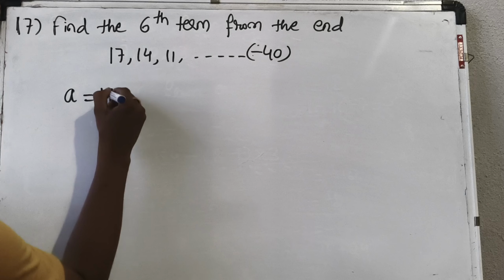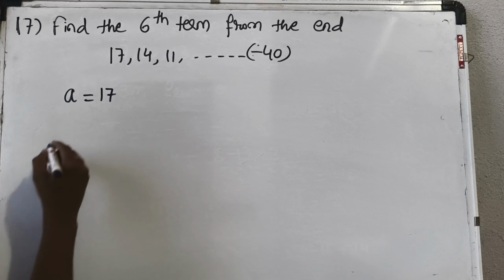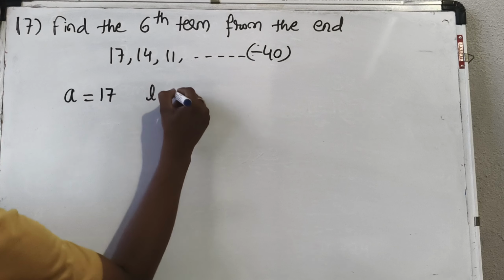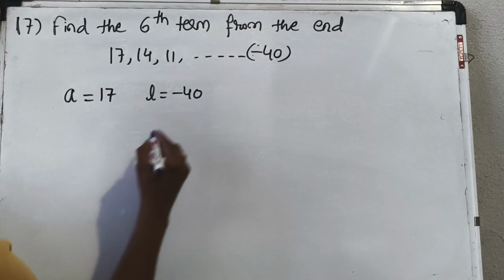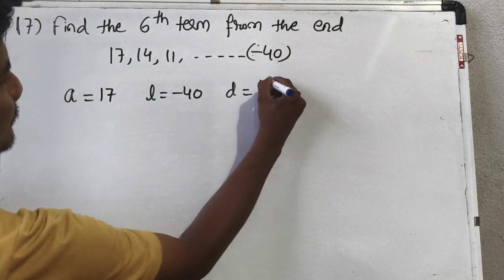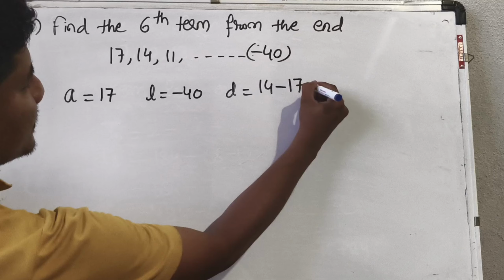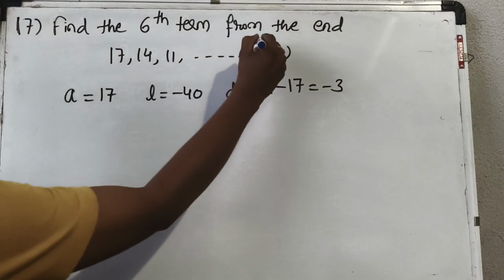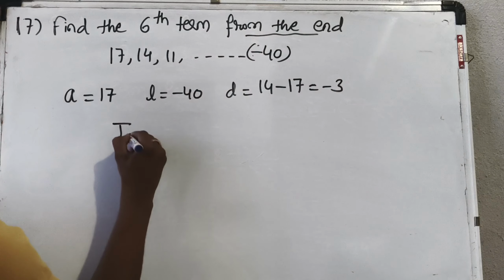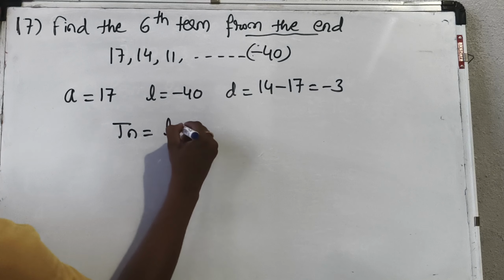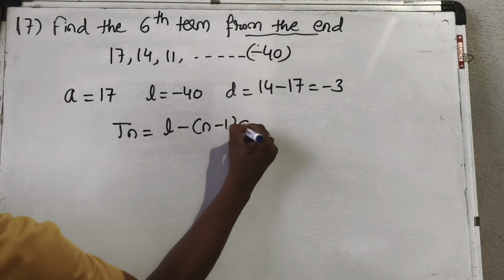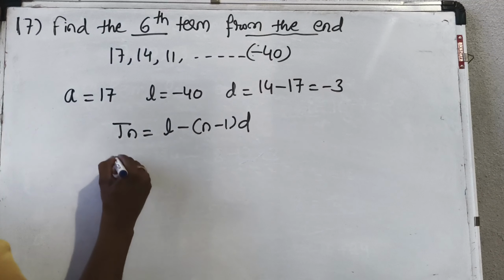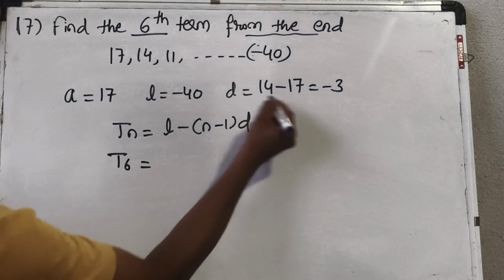Find the 6th term from the end. Here the first term is 17 and the last term is minus 40. And he is asking the 6th term. The common difference is 14 minus 17, that is minus 3. And we know the nth term from the end, Tn is equal to L minus (n minus 1)d.